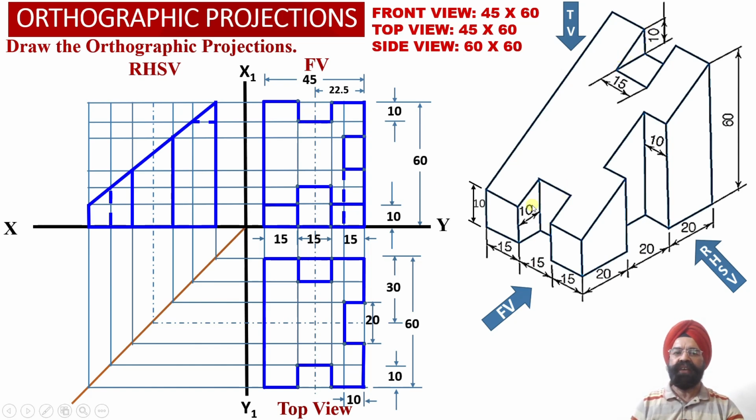So with this, we have been able to complete the front view, top view, and right hand side view orthographic projections of the solid, when the 3D isometric projection of the object depicting the constructional details of various elements of the solid had been provided to us.